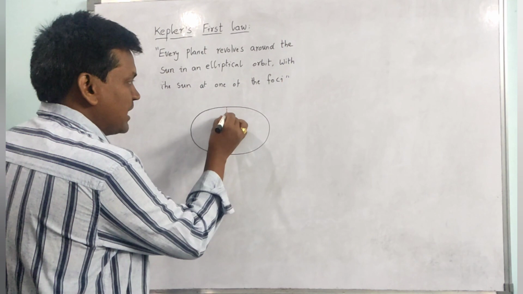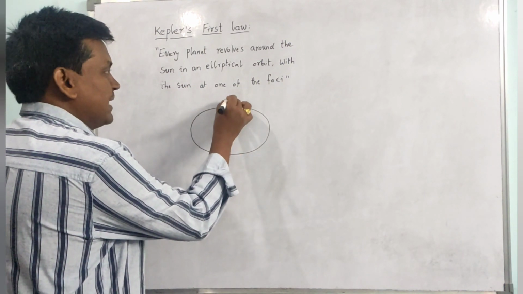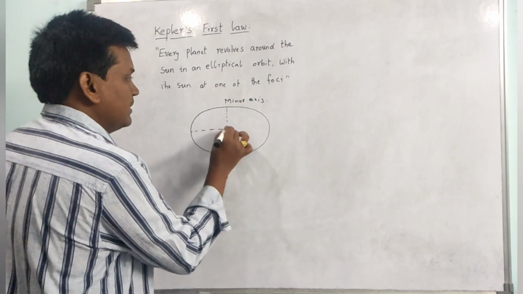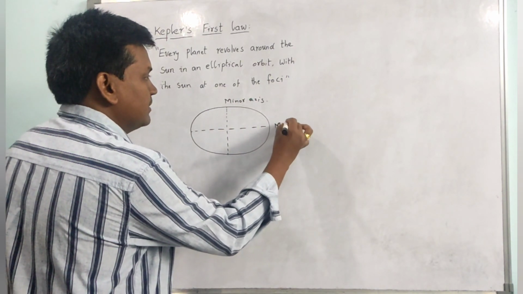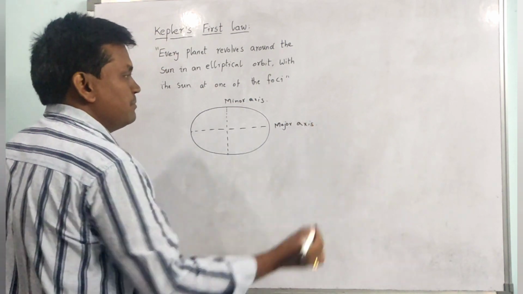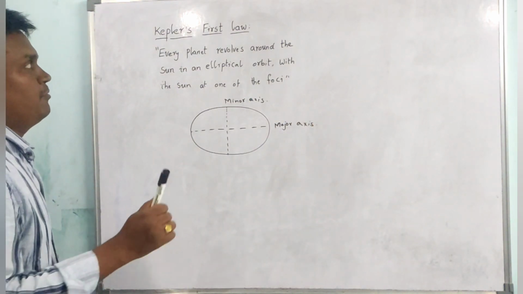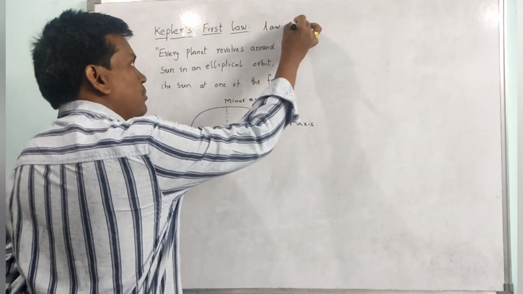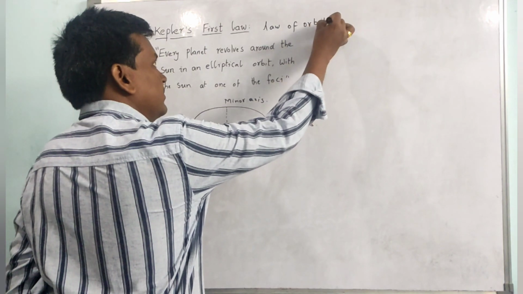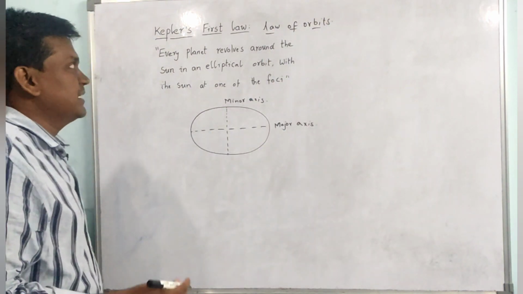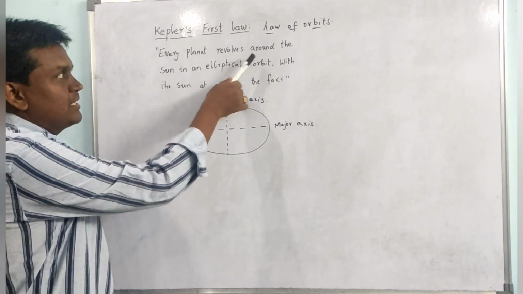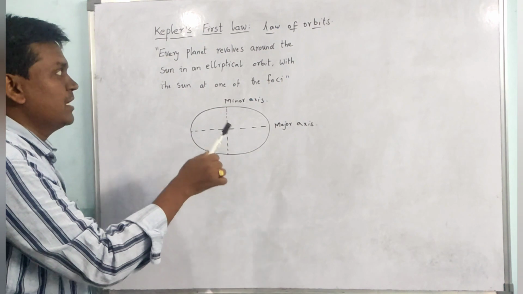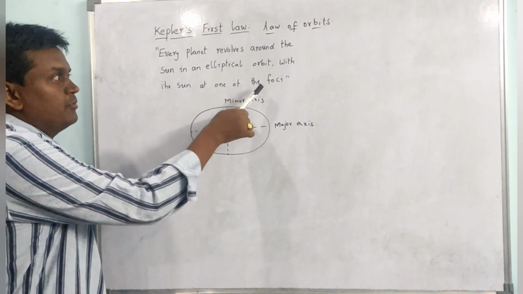and this elliptical orbit has a minor axis and a major axis. Minor axis and major axis. And this first law is called the law of orbits. In his law, he states that every planet revolves around the sun in an elliptical orbit. This is the elliptical orbit with the sun at one of the foci.